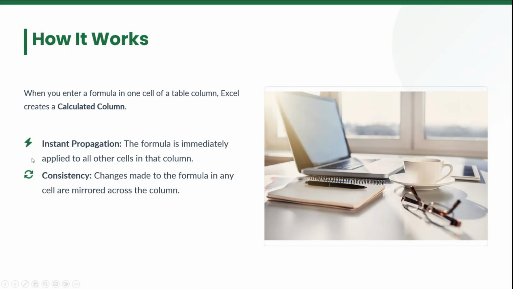How it works: when you enter a formula in one cell of a table column, Excel creates a calculated column automatically. So I just need to do it for one, and it will automatically create it for the rest. It will recognize that it's part of this column, and everything in this column gets this formula auto-calculated. It instantly propagates, so the formula is immediately applied to all other cells in the column. It's also good for consistency. Changes made to the formula in any cell are mirrored across the column.